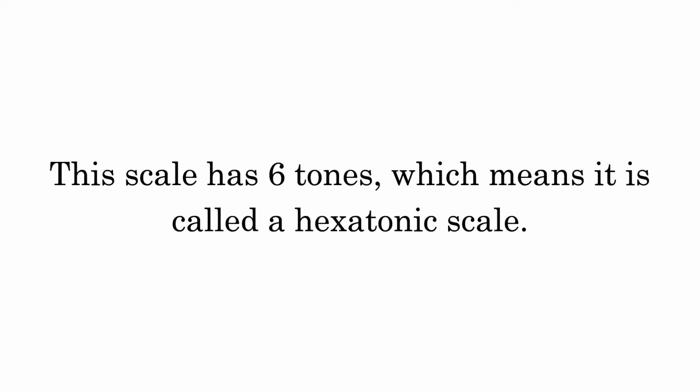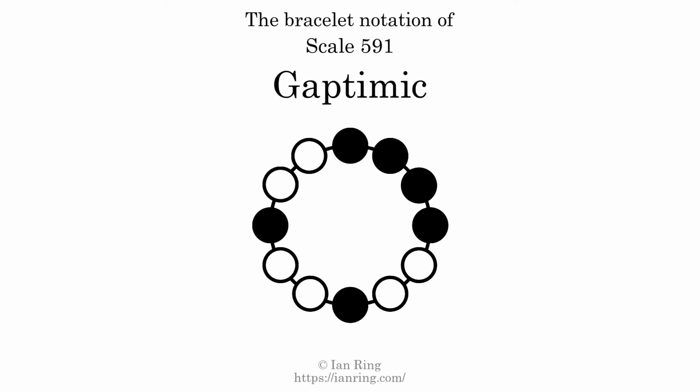This scale has 6 tones, which means it is called a hexatonic scale. This is a bracelet notation diagram of scale 591. The shaded circles represent tones that appear in the scale, and they are read clockwise, starting at the top.